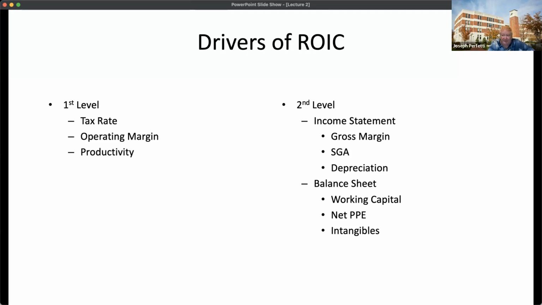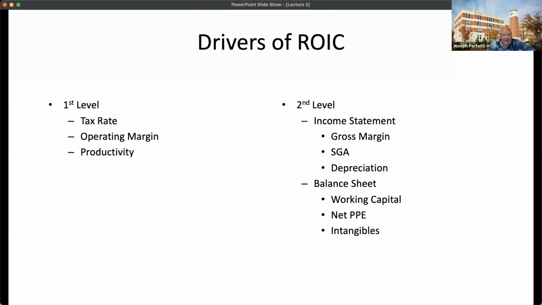The second level of the tree takes the operating margin, looks at the income statement, and says what drives your EBIT margin. Three items off of the income statement. Gross margin minus SG&A minus depreciation equals EBIT. So those are the three drivers in the income statement that drive operating margin. The second level drivers of the balance sheet, which is what drives productivity or efficiency, are working capital, PP&E, and intangibles. That includes goodwill. You add those three things up, working capital, PP&E, and intangibles, you get the productivity of your balance sheet. So the second level drivers explain the first level drivers. The first level drivers explain ROIC.